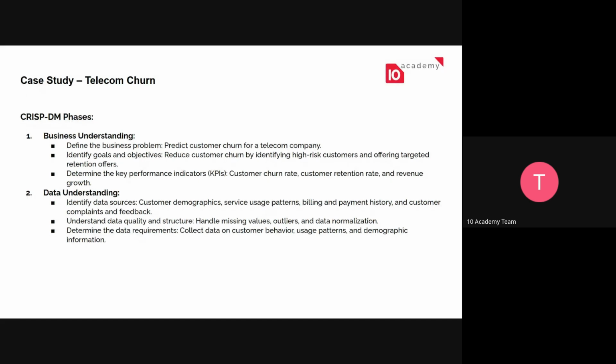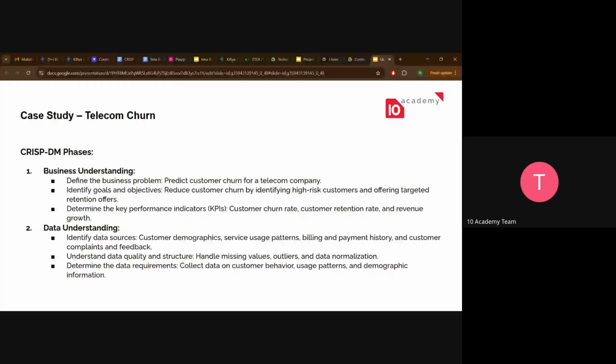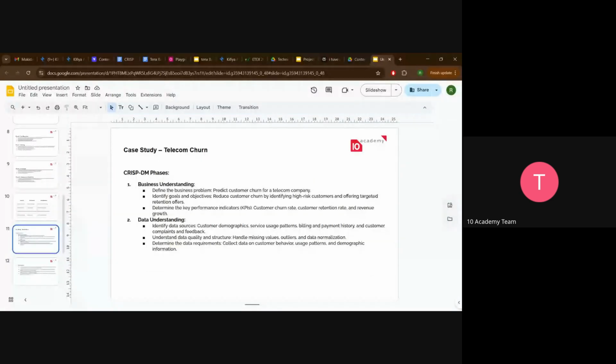Maybe you can participate from your side. Do you understand this project? Let's do the case study on the telecom churn. Can you say what your business understanding is? If you're trying to predict customer churn for a telecom company, what are you trying to do? What is your business understanding from your point of view? Maybe if there is someone who can interact here, what would be the business understanding, the KPI, and other things from your side?